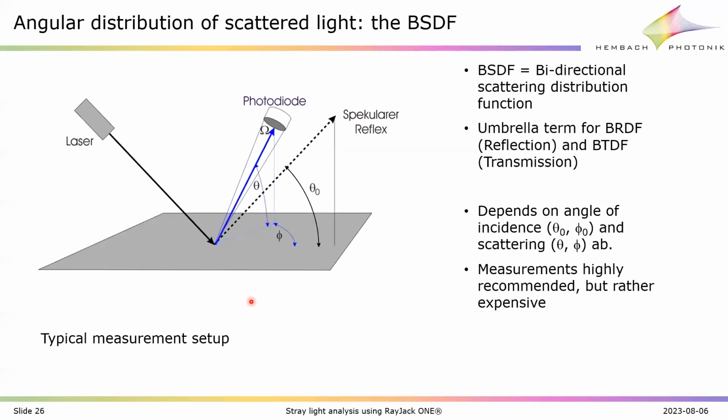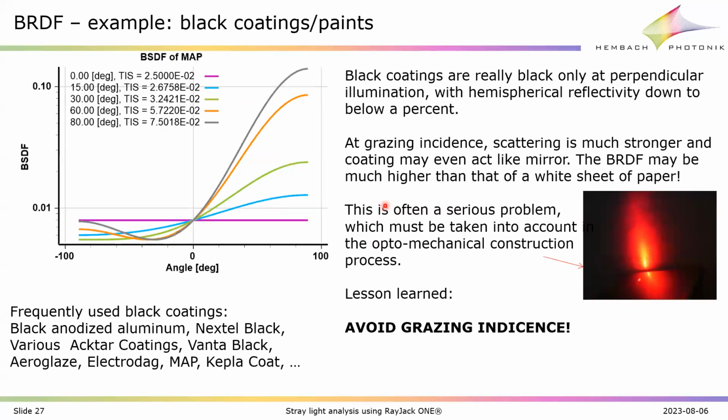The typical measurement setup is shown here. You shine in at one angle and detect the light at different angles. So you need to have models for this BSDF, and typically you take them from databases or from measured data. So here is a typical result for MAP, a black paint.